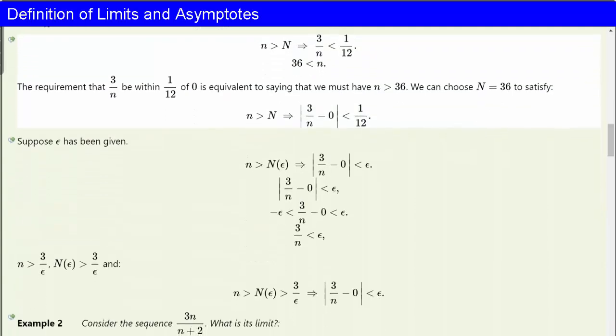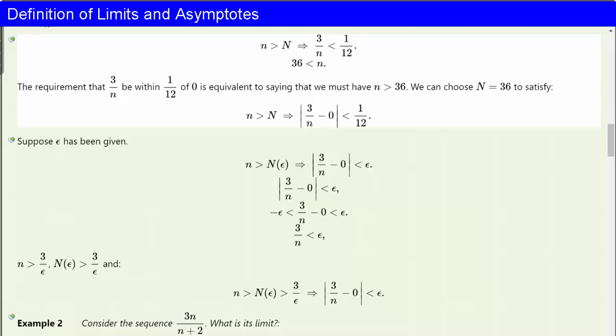So now I have to convince you that there is a number capital N such that if n is beyond capital N, 3 over n is less than 1/12. But we can use our rules for solving inequalities to show that this last inequality is equivalent to n bigger than 36. In plain English, the requirement that 3 over n be within 1/12 of 0 is equivalent to saying that we must have n bigger than 36.